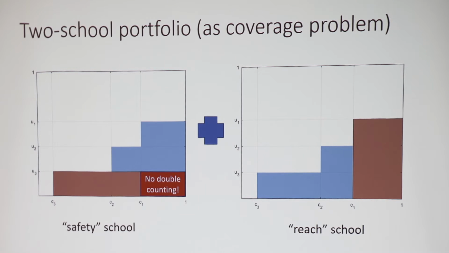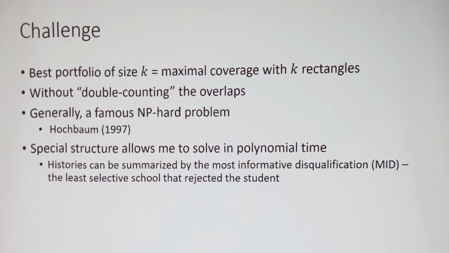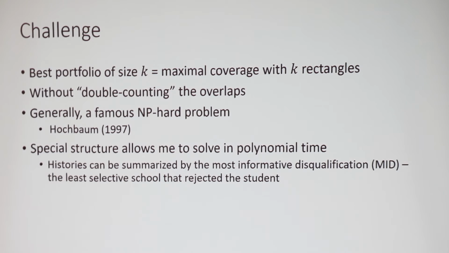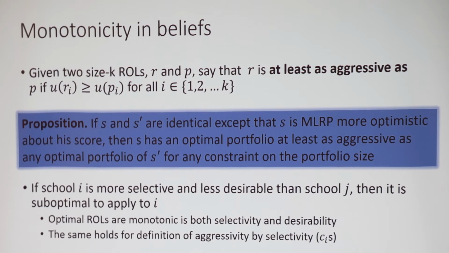So in fact, what I'm going to get is the coverage of the union of the rectangles. And that's true in general. So finding the optimal size K portfolio is equivalent to finding the maximal coverage by K rectangles. Okay, you don't get to double count rectangles. This is generally, if you allow me to place rectangles anywhere, an NP-hard problem. But this kind of structure can be solved with backward induction or with dynamic programs. So that's polynomial time solvable.